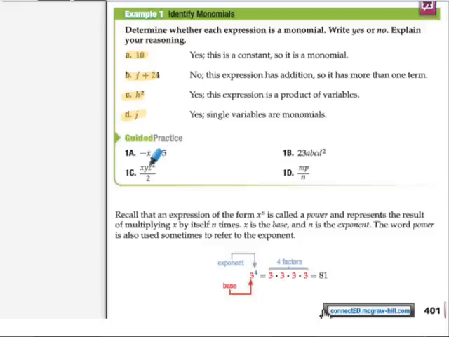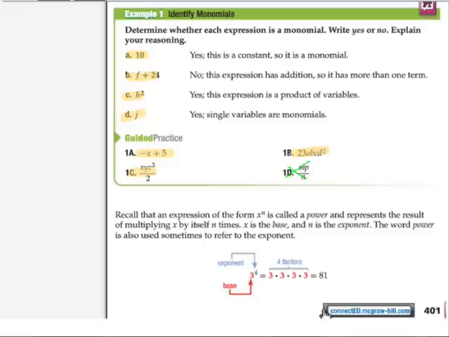Take a look at the guided practice. We'll do these together just to make sure everybody's on the same page. This is a yes. This is a yes. This is a yes. This one right here is a no. It's got a variable in the denominator.